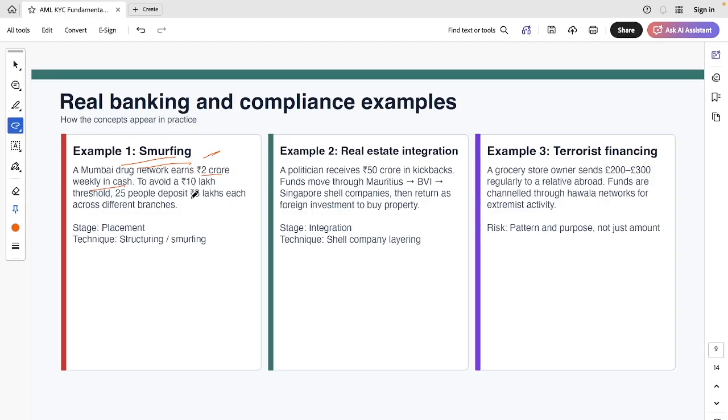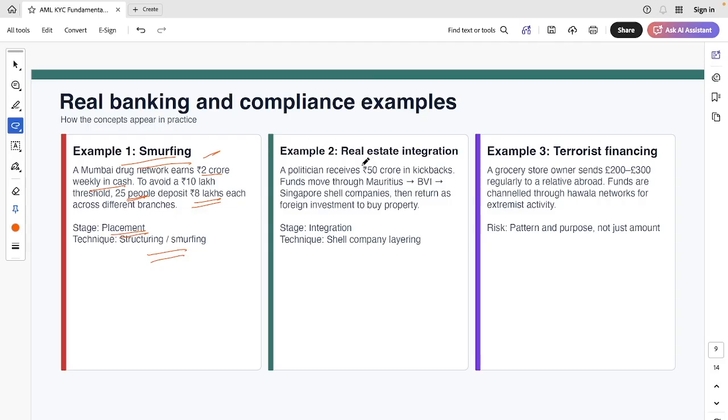Depositing 2 crore rupees directly into one account will raise questions. So instead, the criminals recruit, say, 25 people to deposit smaller amounts like 8 lakh rupees in each account across different branches. This is called structuring because the deposits are deliberately structured to avoid detection thresholds. This usually belongs to the placement stage because cash is entering the banking system. In simple words, instead of one big suspicious deposit, criminals create many smaller deposits to make the transactions look normal.